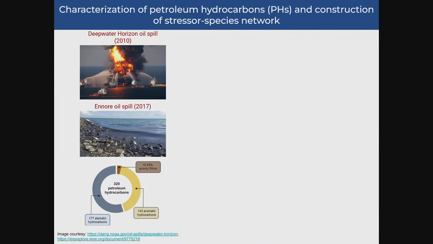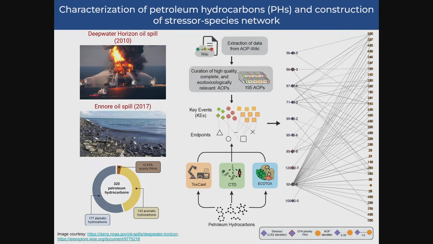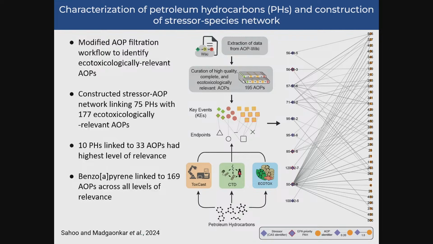15 prioritized PAHs. Now the question was, how do we find out which of these AOPs are linked to which of these petroleum hydrocarbons? In order to do that, we relied on three different resources: US EPA's ToxCast, the ECOTOX database, as well as the Comparative Toxicogenomics Database. These three databases provided us with endpoints associated with these chemicals, which we then linked with various nodes or key events within these AOPs, and we were able to construct a network out of which.